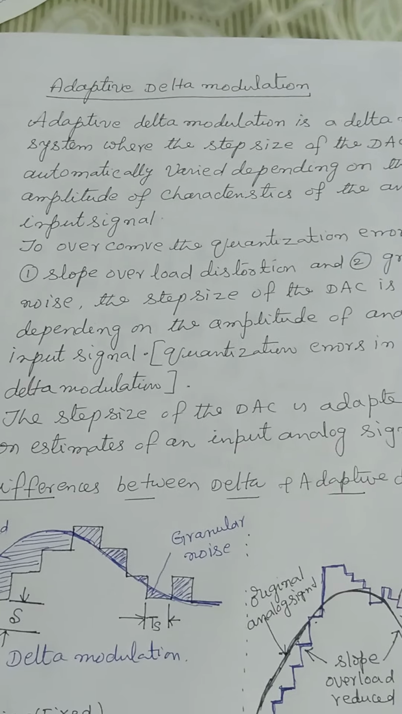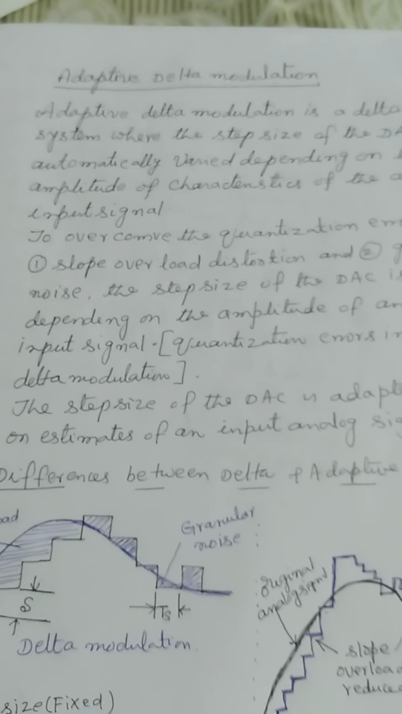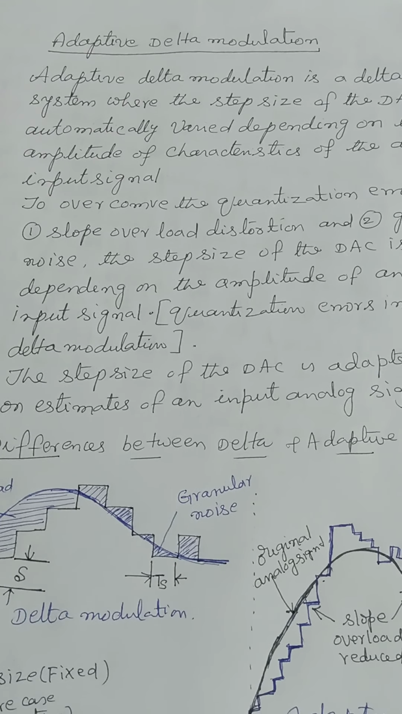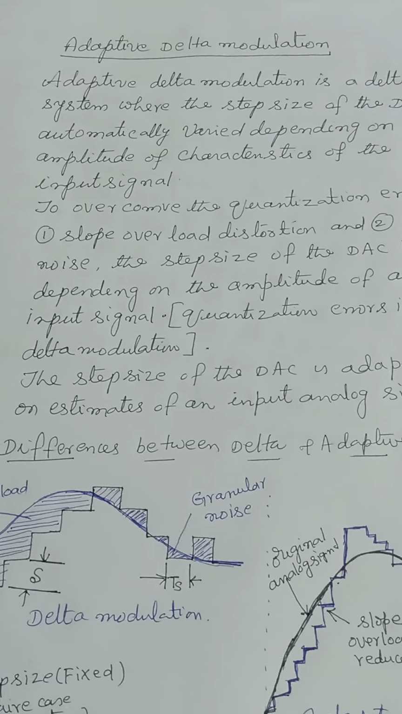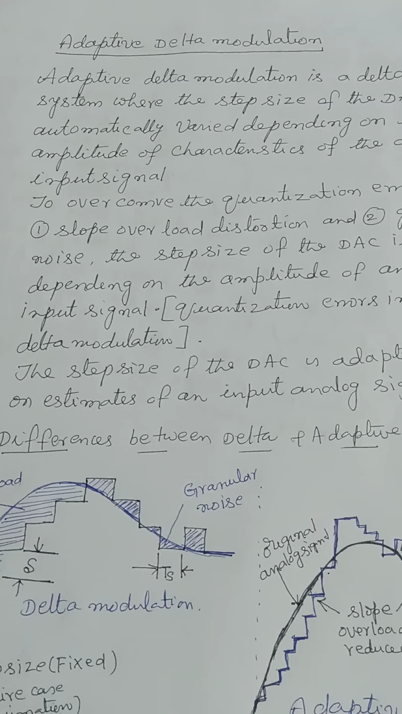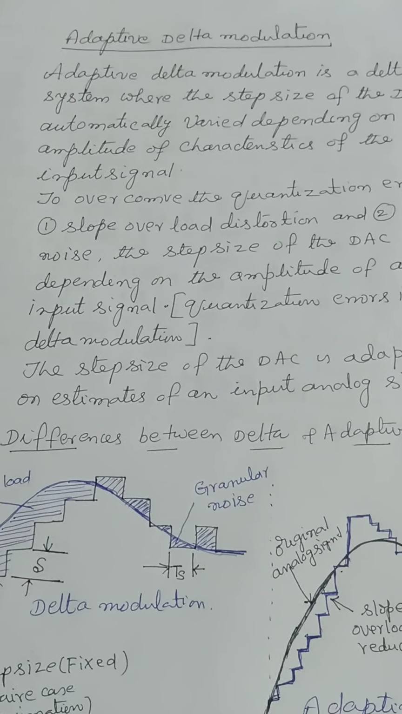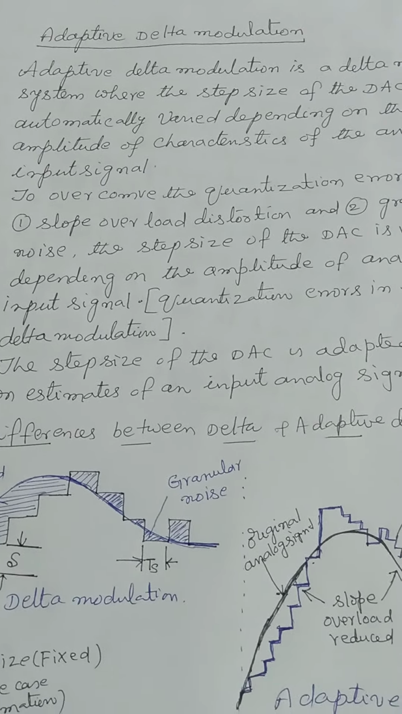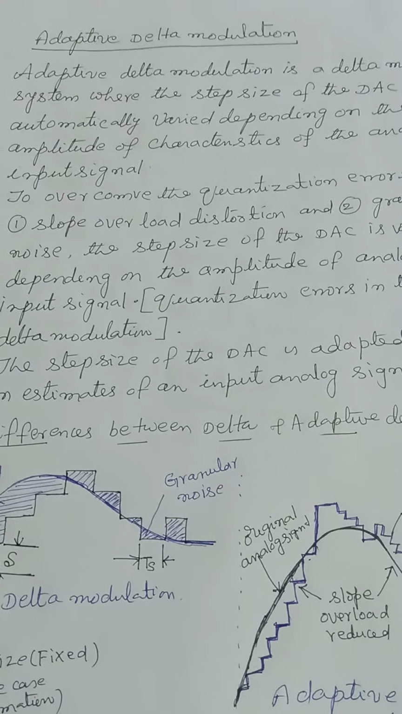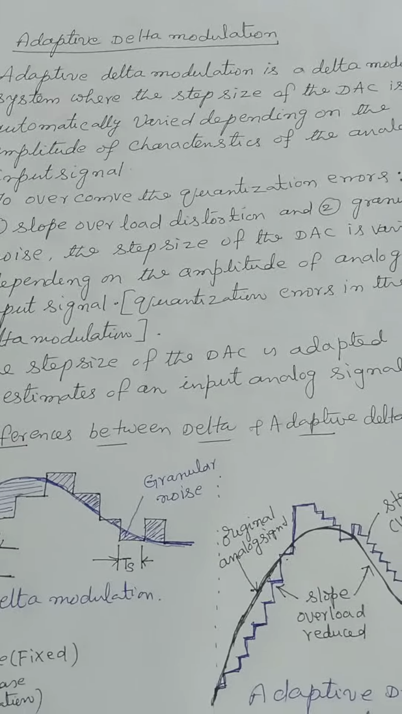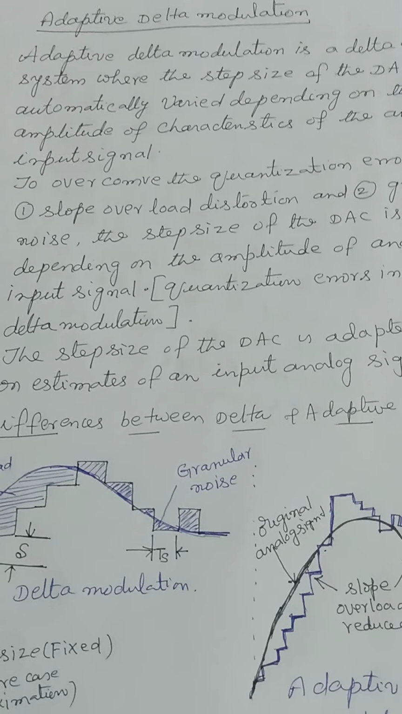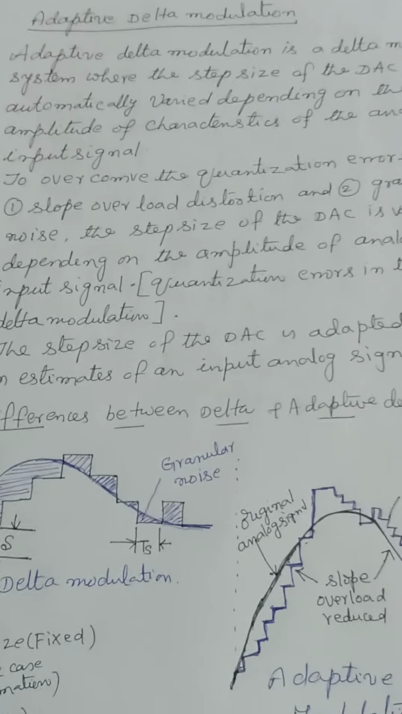Yesterday we discussed the delta modulation system to transmit a single bit, either 0 or 1. Now we would like to discuss adaptive delta modulation. What do we mean by adaptive delta modulation? Adaptive delta modulation is a delta modulation system where the step size of the digital to analog converter is automatically varied depending on the amplitude characteristics of the analog input signal.